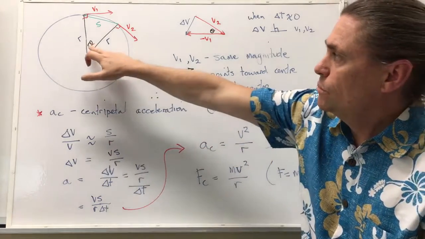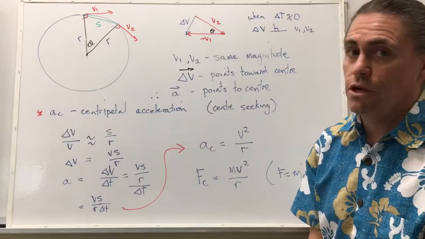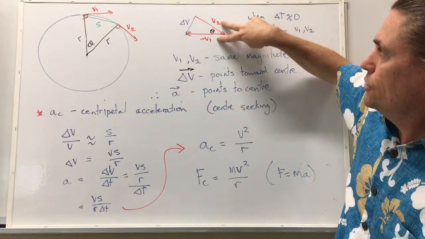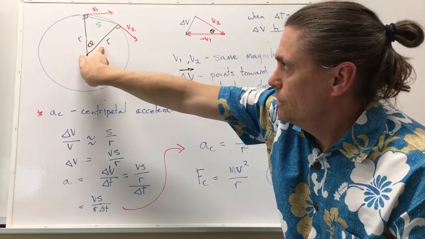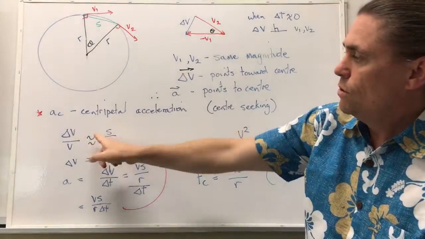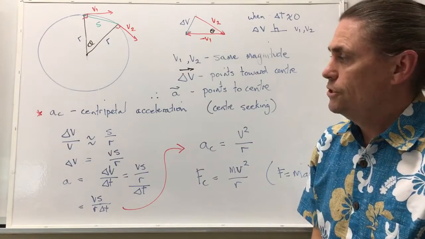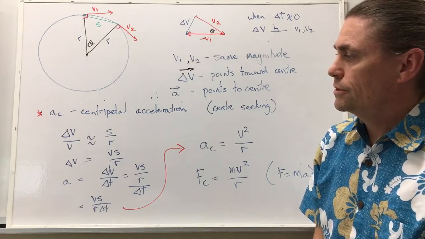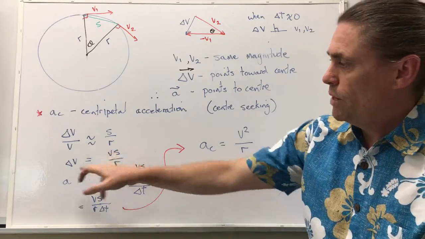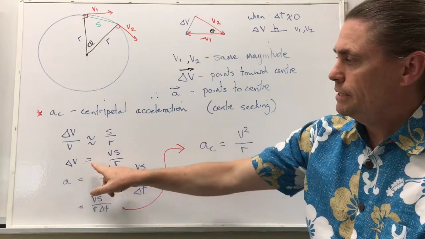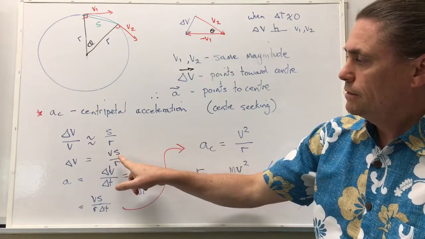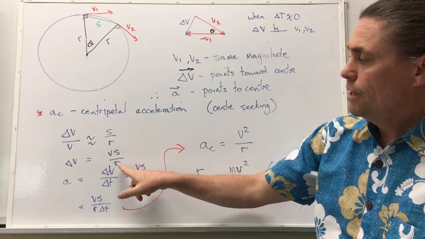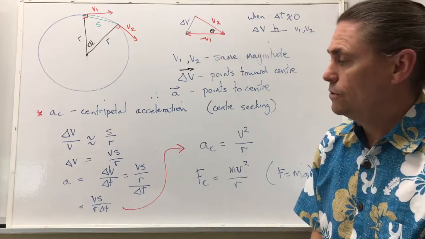And we get this because we've got similar angles, therefore similar triangles. These two magnitudes are the same, these two magnitudes are the same, therefore we can set up this similar triangle relationship between the two components. If we rearrange this, we can get delta v is equal to our v times our distance moved through over our radius of our circle.